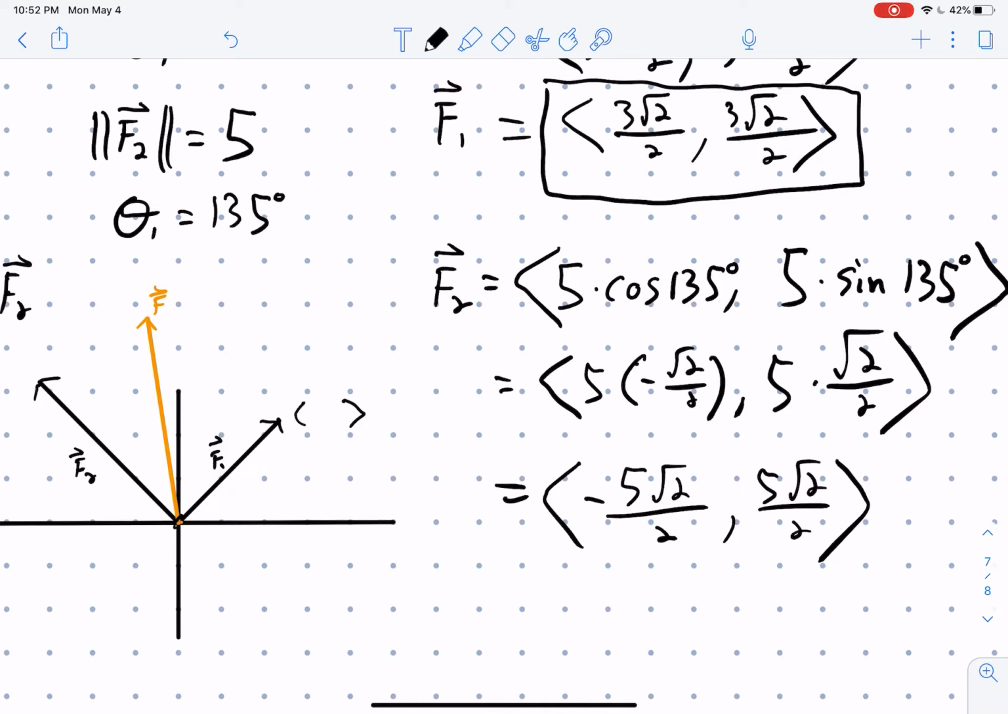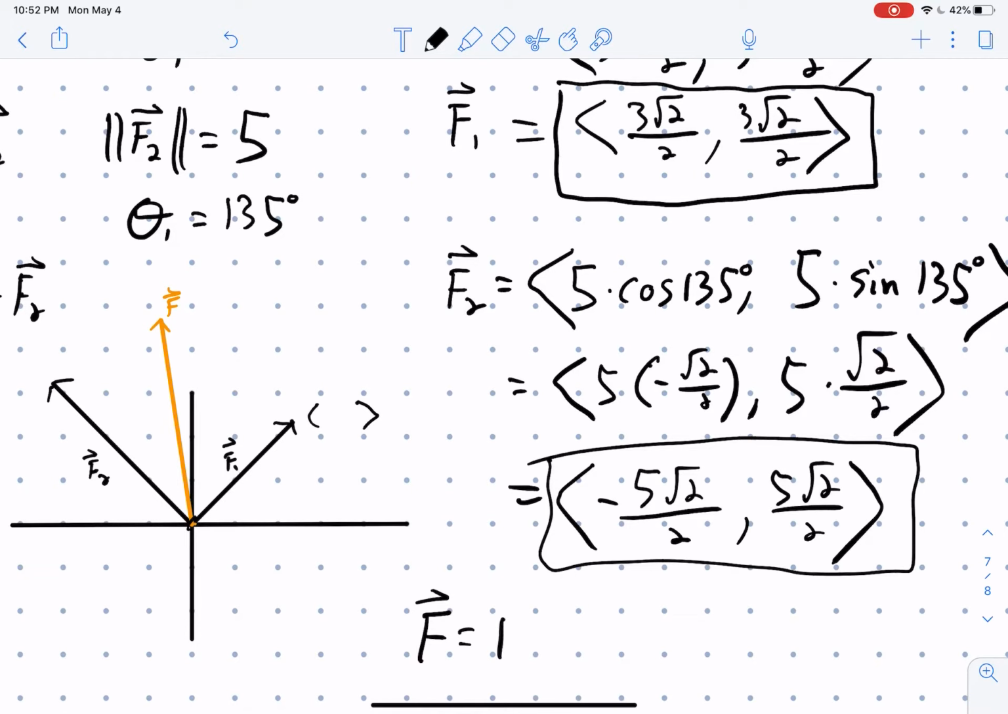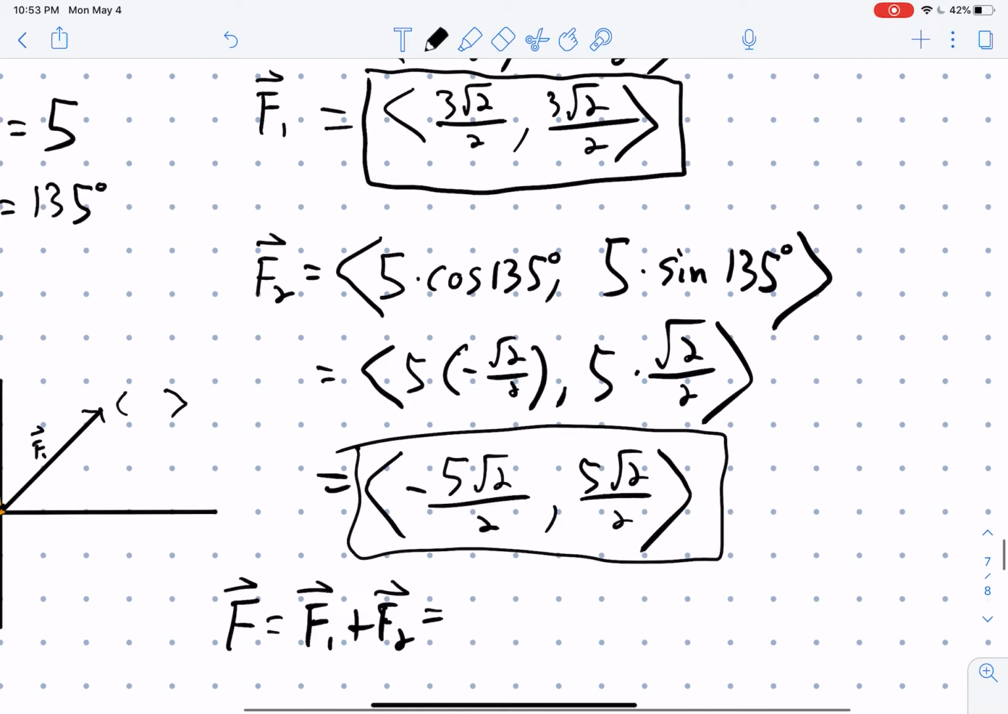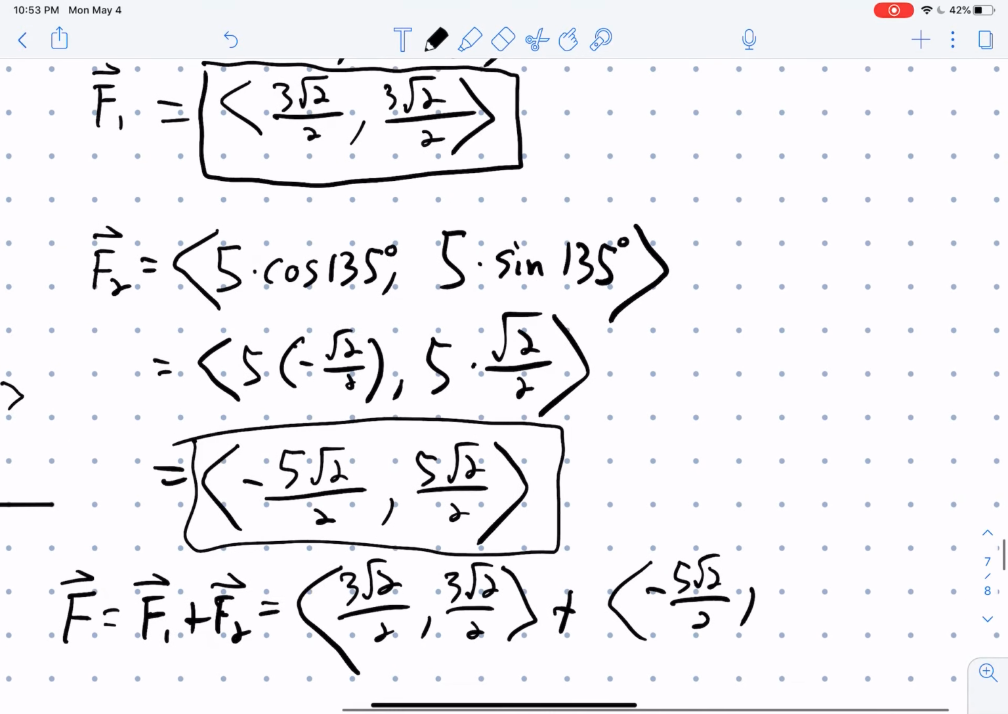Now, these are the coordinates of this endpoint over here. These, 3 radical 2 over 2, comma 3 radical 2 over 2, are the coordinates of this endpoint here. What are we going to do with them? Well, let's go ahead and add them together. This is to find the combination f, which is just f1 plus f2. That is equal to 3 radical 2 over 2, comma 3 radical 2 over 2, plus negative 5 radical 2 over 2, comma 5 radical 2 over 2.